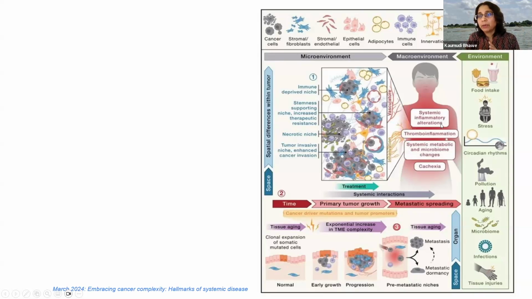And so the key point being that it's important to remember the systemic influences that are happening on the smaller tumors as well. This is again just depicting how there's normal cells, there's early growth and then progression. And then there's escape and metastasis to different locations. But again, food intake, stress, circadian rhythms, sleep patterns, right? Pollution and environment, aging, all of these things are affecting it.